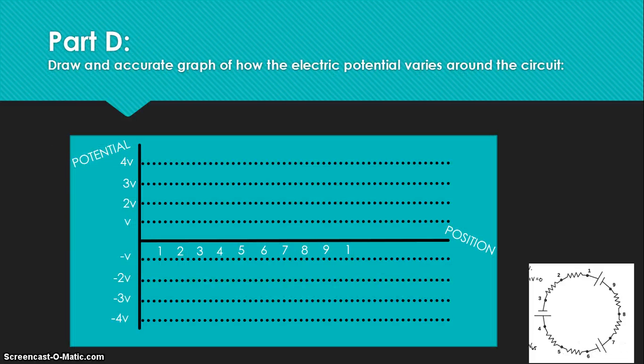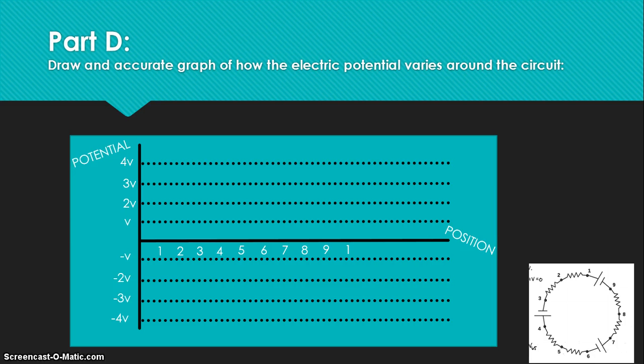Now in part D, you're asked to draw a graph of how the electric potential varies throughout the circuit, starting at node 1 and traveling counterclockwise all the way around to node 9. We should expect that through the batteries, the potential will increase, and while it travels through the resistors, potential will decrease.